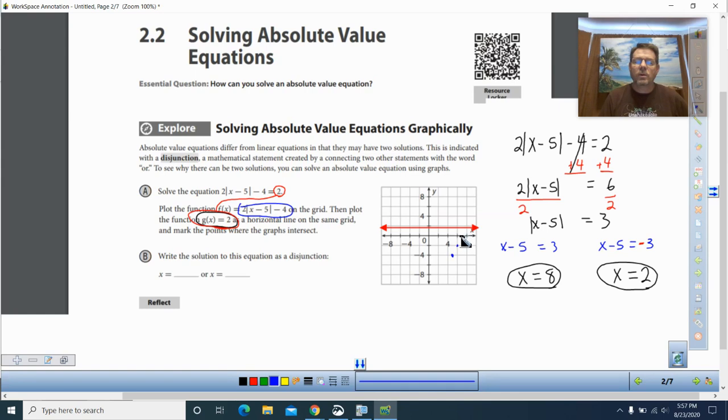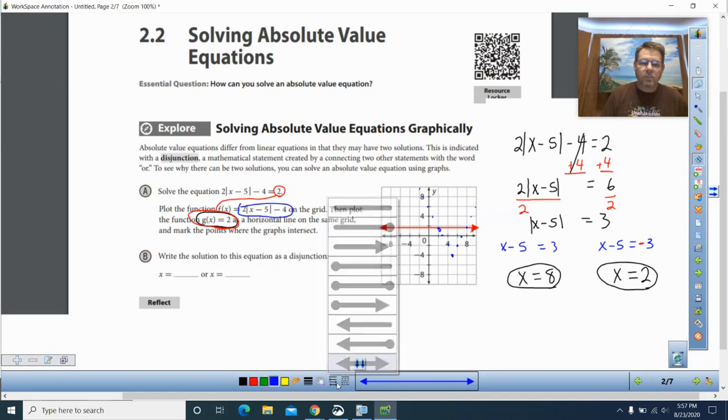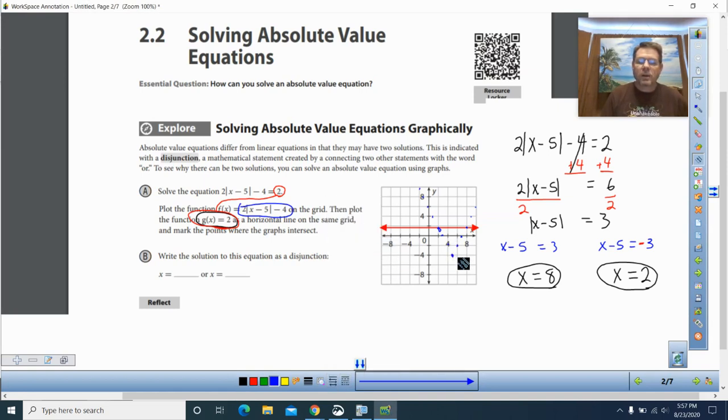Up 2 over 1. You got to be careful because this is going by 2's, right? But you kind of see your pattern pretty quickly. And then you just reverse your pattern. Go back to my little ray here. And that's how you graph too, guys.